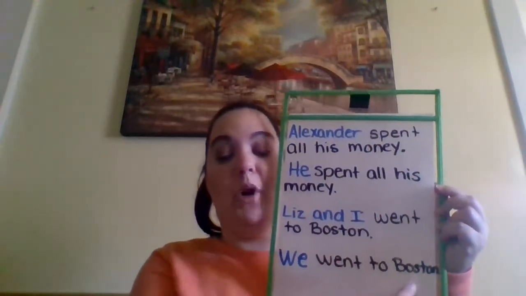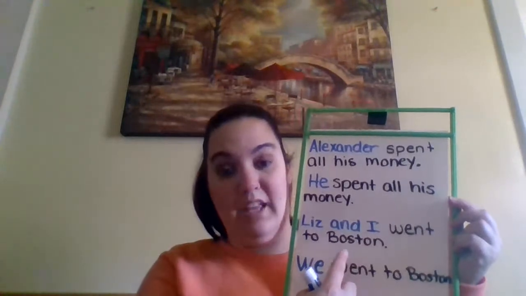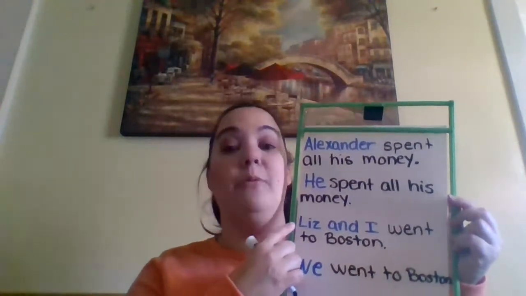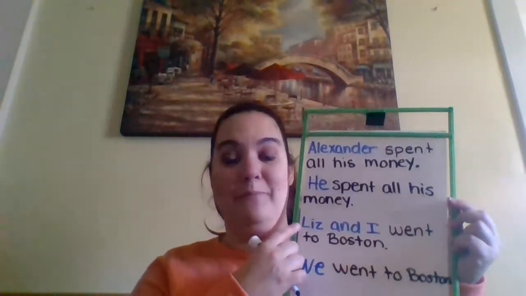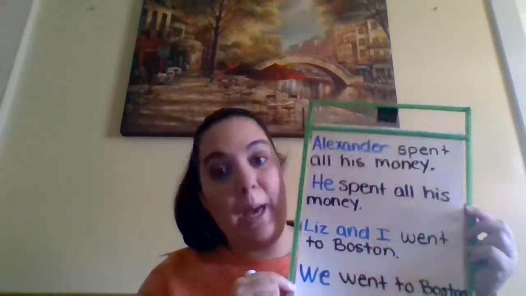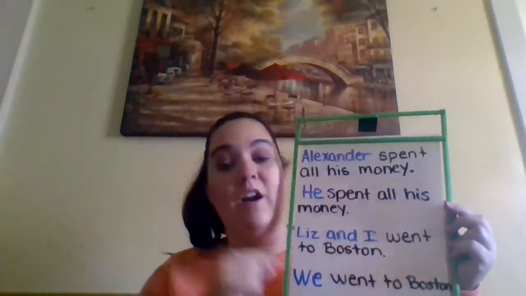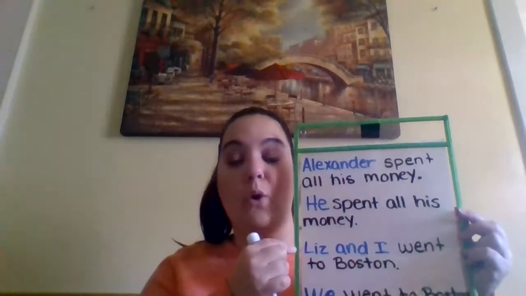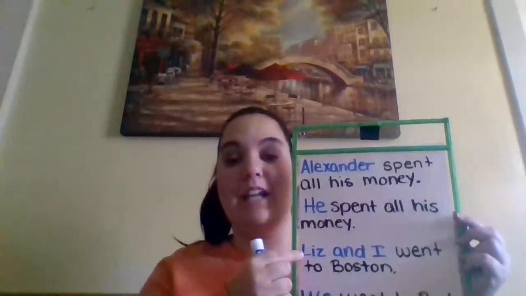We went to Boston. So if I were writing about my trip to Boston with Liz, then I would use the word we, but I would make sure that in the beginning, I would tell who went with me. Okay? So when we use pronouns, we can replace nouns, but we need to make sure that somewhere in our writing, we have a reference telling us who that pronoun refers to.